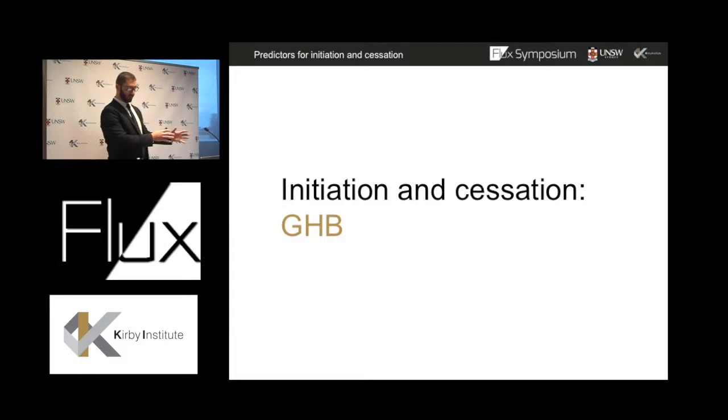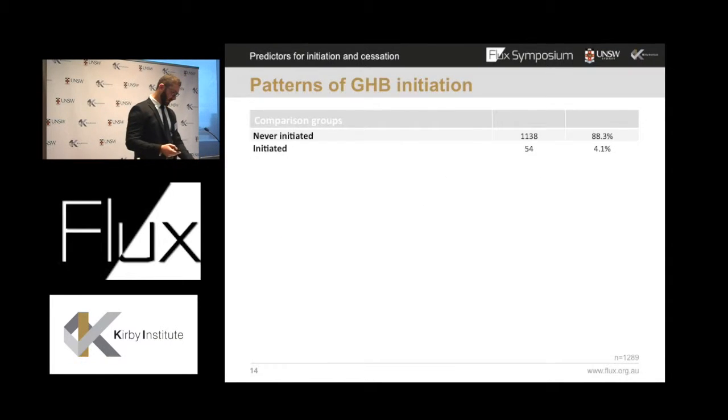So, a similar sort of setup for the initiation and cessation of GHB. In my early analysis of GHB, for this analysis, I'm comparing 1,100 men who have never initiated GHB with about 35 men who weren't using at baseline but started using at follow-up. These numbers are much smaller than those that we had available for the cessation of crystal.